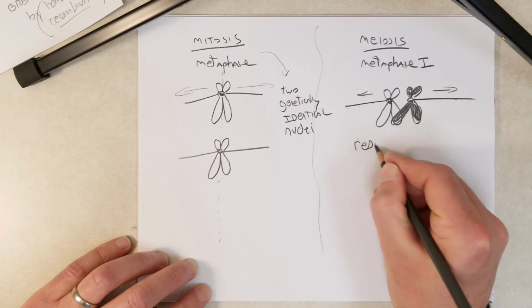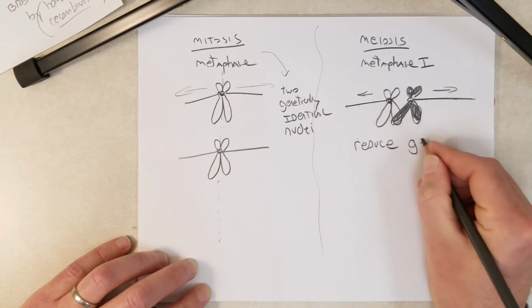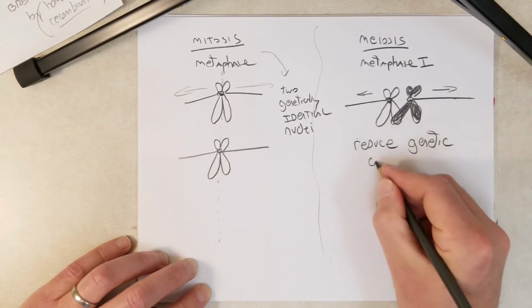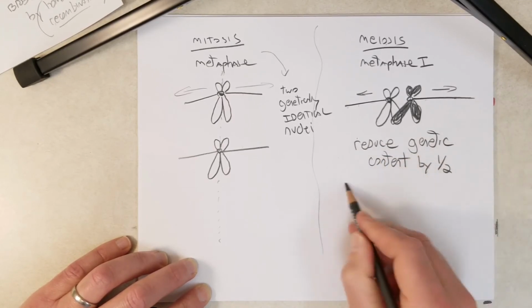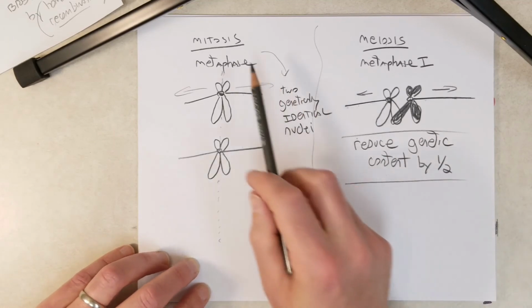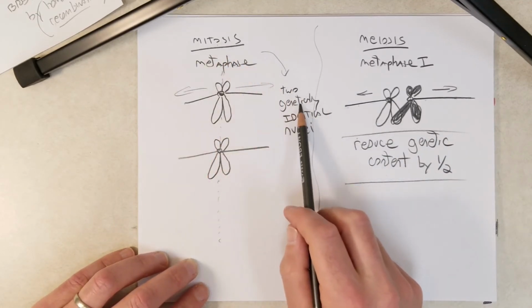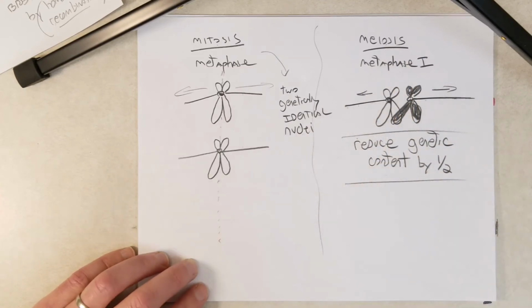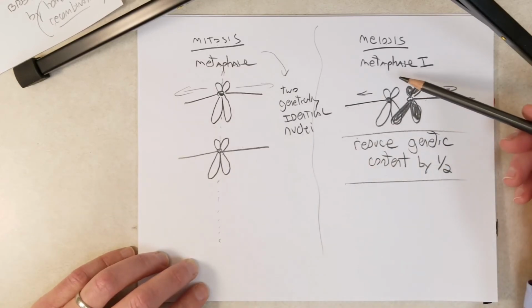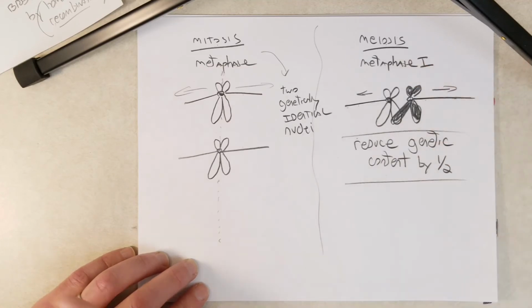And the reason this happens is that the purpose of meiosis, or one of the purposes, is to reduce the genetic content by 1/2. So with mitosis, the purpose is to make two genetically identical nuclei. With meiosis, the purpose is to reduce the genetic content by 1/2. So the gametes will only have half of the genetic content of the normal cells in the organism.